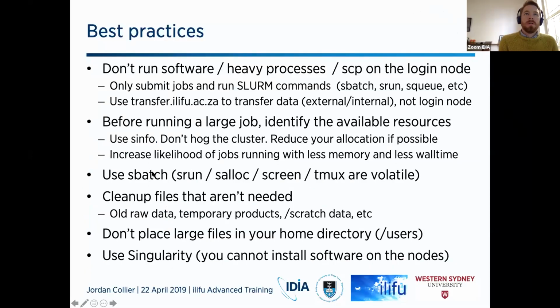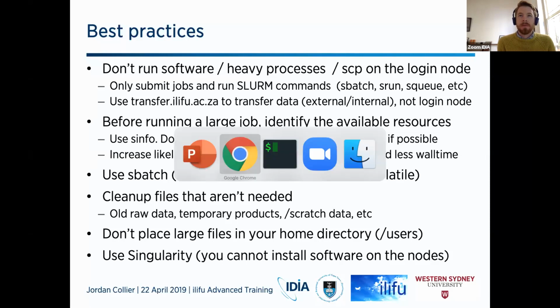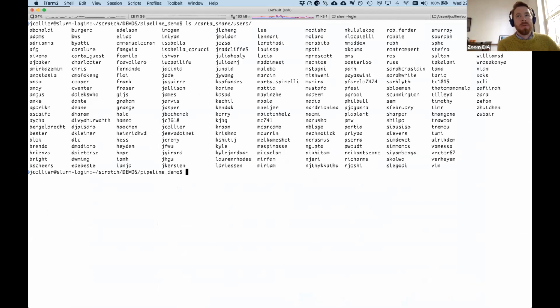So for CARTA share, the directory structure is divided up into two areas. One is a user space, so each user has their own personal folder that you can place HDF5 files in. And then there's also group areas where projects are listed. So if you wanted to share your output with a particular group, you could place them there.